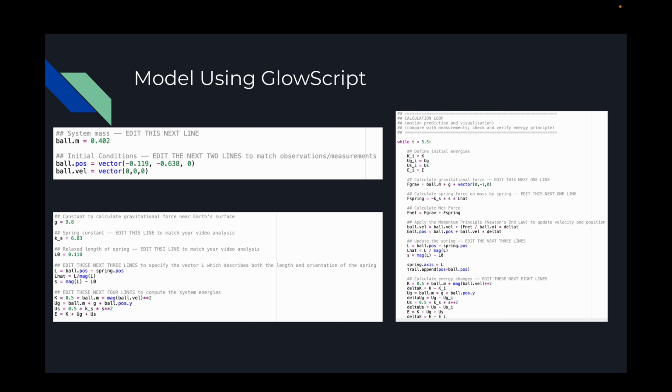Here you can see the starter code that was used to create the computational model for the experiment. In the starter code, we set the object's position and velocity, and compute the system's energies in order to predict the motion of the spring mass.